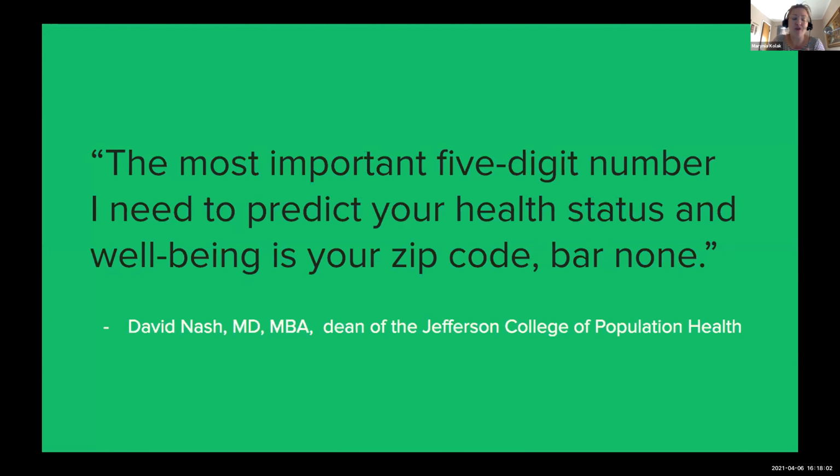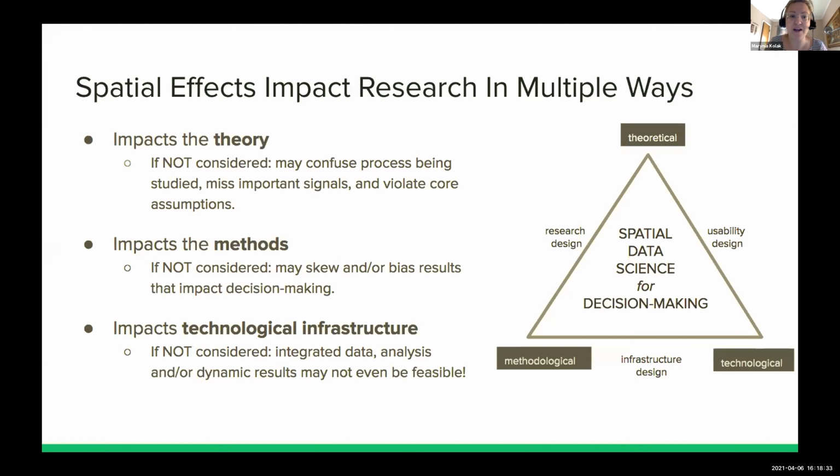One of my favorite quotes regarding this is that the most important 5-digit number this person needs to predict your health status and well-being is your zip code, bar none. Note here there's a prediction and an association involved with place. That's not to suggest that it's an actual place-based determinism, right? If you move to a different zip code, something is not magically transformed. It's a little bit more complicated because of all the different social and political economic factors at place.